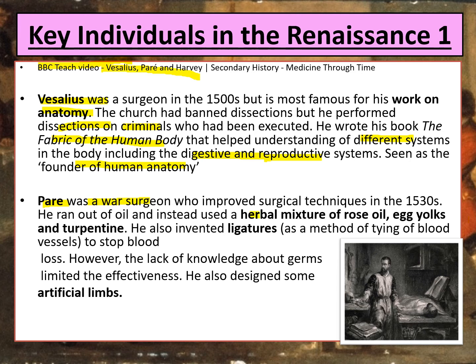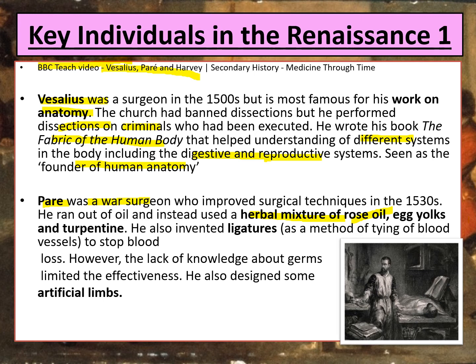So he uses a herbal mixture with what he can find, including rose oil, egg yolks and turpentine. And basically he puts this on their wounds. He goes to sleep, and when he comes back, essentially all the people that have had oil poured on them have died from their injuries, but the people that have had this herbal mixture applied to their wounds have survived. So he realised how important that was, and eventually people stopped using oil on gunshot wounds.